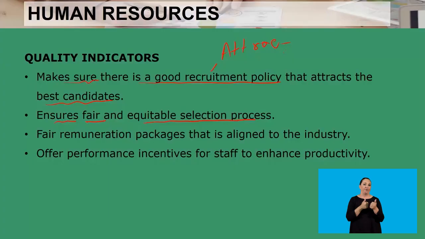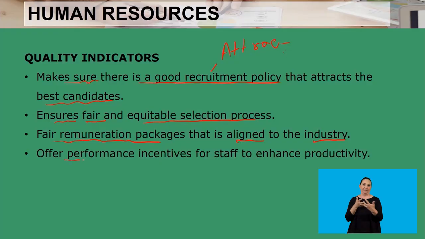And then they should also make sure that there are fair remuneration packages that are aligned to the industry. So employees have to be paid fair remuneration, which is in line with what businesses in that particular sector are paying their employees. And they should also offer performance incentives for staff to enhance the productivity of the business. So this is how the human resource function can contribute to the success of the business.